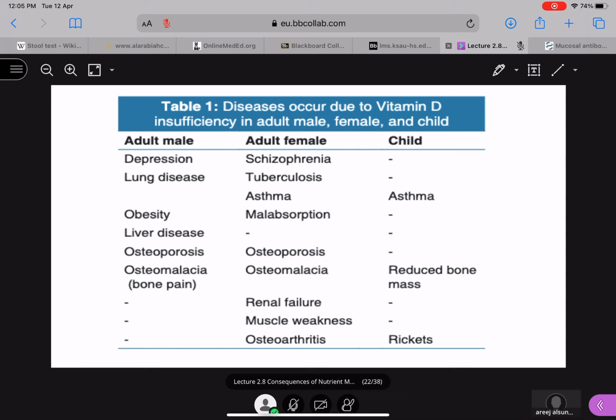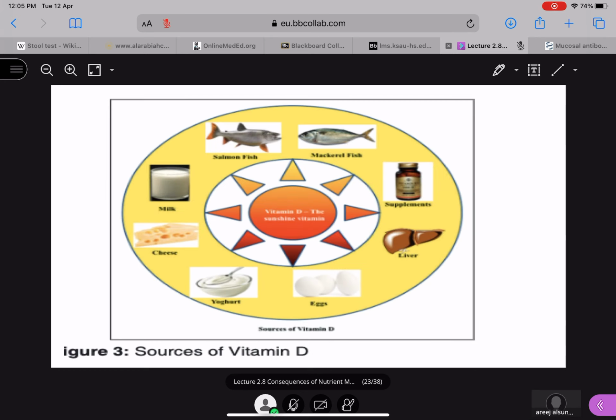Vitamin D deficiency has been reported in the literature to be associated with some diseases. In adults, it has been associated with schizophrenia, TB, asthma, osteoporosis, osteomalacia, and renal failure. And in pediatrics, there have been few reports about the association of vitamin D and asthma, reduced bone mass, and rickets formation.